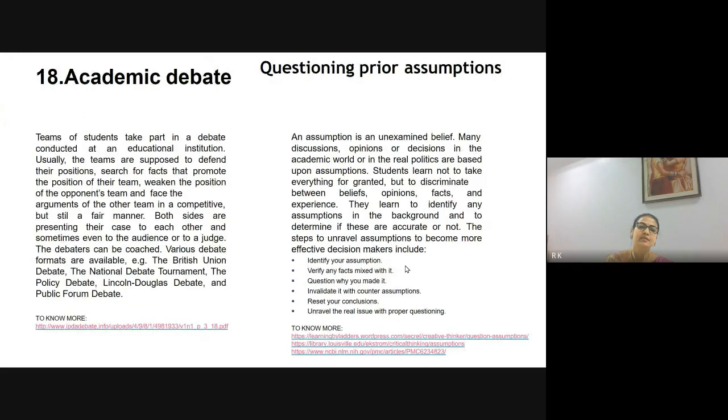Okay. The 18th method is called academic debate. This is one of my favorite topics and favorite approaches also. Because my area is HR, I give them something called a reverse role play, not a usual role play. Say, for example, one takes the role of a supervisor and the other the role of a subordinate. They need to have a conversation about a particular problem and try to solve it in a positive way first and then in a negative way second. And then I reverse the roles.